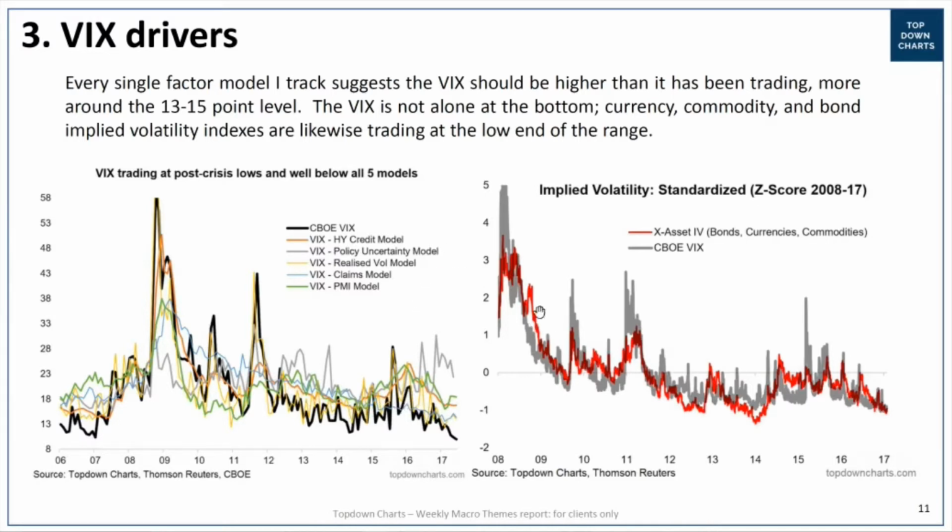So if you look through the different indicators which these models are based on: high yield credit spreads, policy uncertainty, realized volatility, jobless claims, and even the PMI. So quite a spectrum of indicators there. One or two are market based, so credit spreads and realized volatility, one reflects sentiment as per the news in terms of the policy uncertainty one, and then 2 economic indicators at the bottom, the claims and PMI.